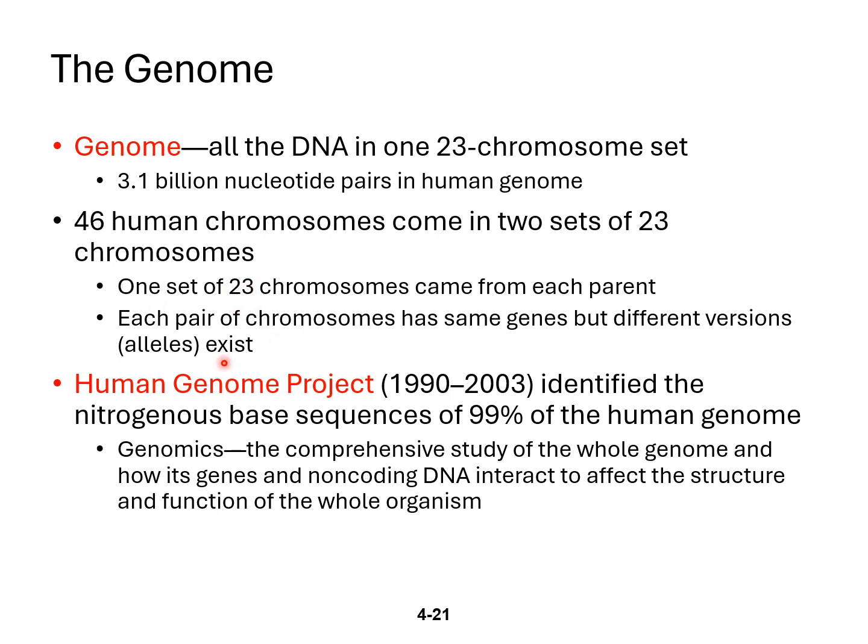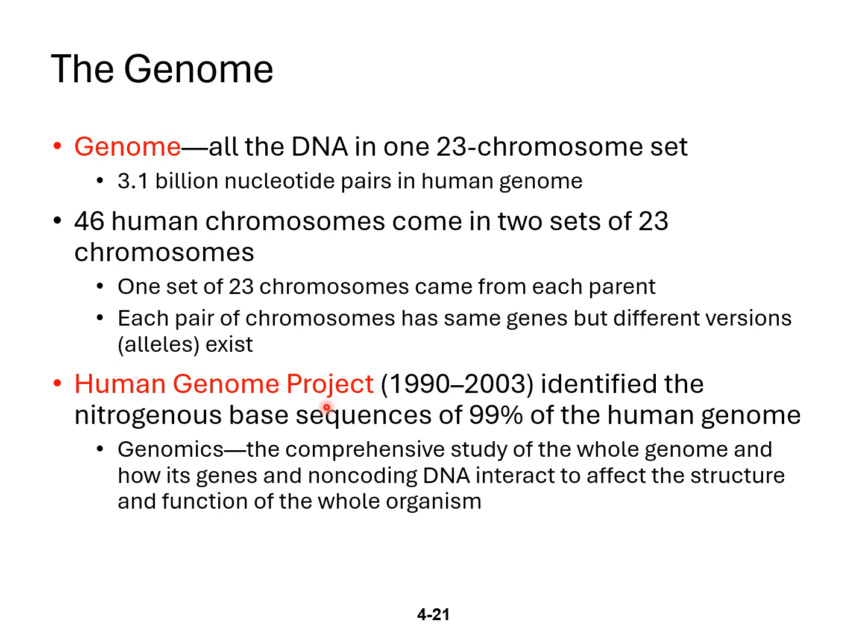So that's what makes you unique. You have 23 chromosomes from your mom, 23 chromosomes from your dad, and then they become your 23 pairs of chromosomes later on when the cells have become fertilized.